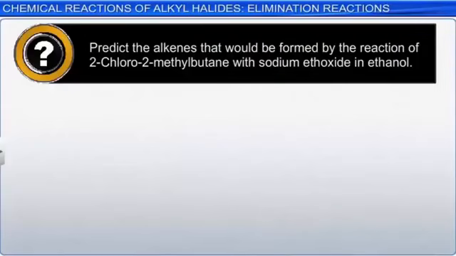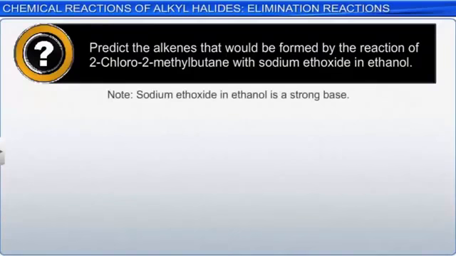Now try a problem on your own. Predict the alkenes that would be formed by the reaction of 2-chloro-2-methyl-butane with sodium ethoxide in ethanol. Sodium ethoxide in ethanol is a strong base. Try to work out the answer independently before checking the solution.